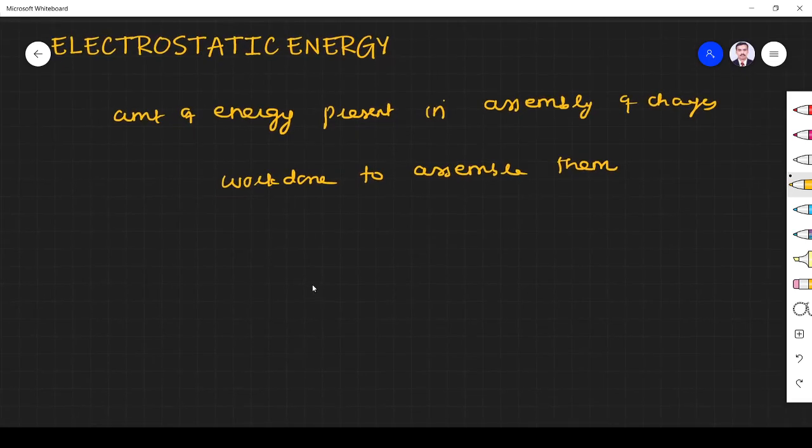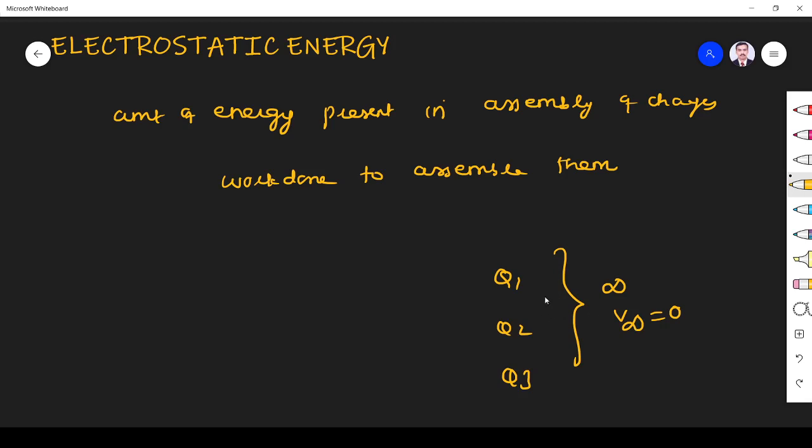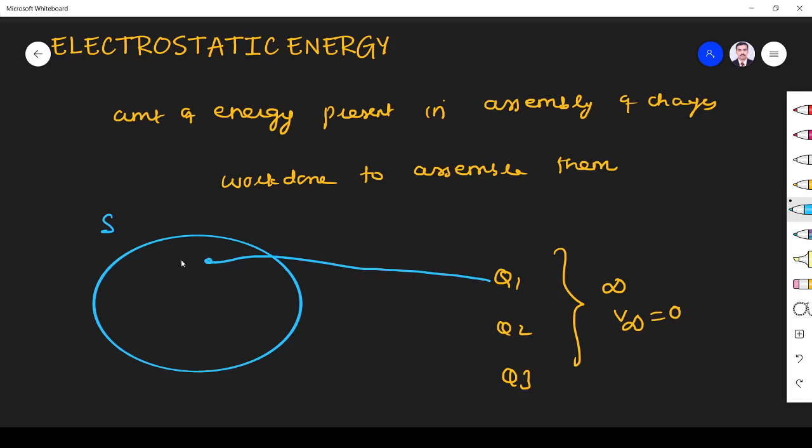Let us assume that we have three charges, q1, q2 and q3, present at infinity, where V at infinity is 0. So we can call this a reference position. q1, q2, q3 are present at some reference position, right? And we want to move these charges into an initially free space, that means there is no charge, there is no field. First let me move charge q1 from infinity to point P1 here.